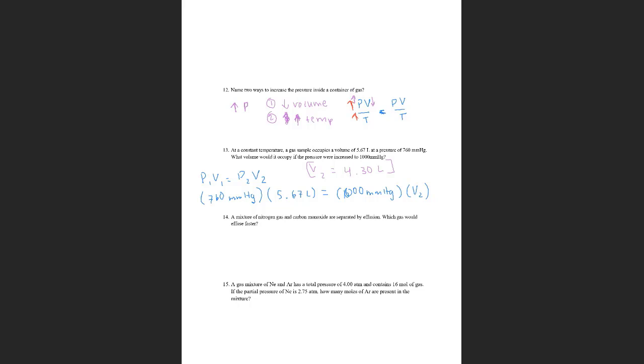Any questions? Okay, so we are on our last two problems. We have 14 and 15 left. So let's do 14. It says a mixture of nitrogen gas and carbon monoxide are separated by effusion. Which gas would effuse faster?